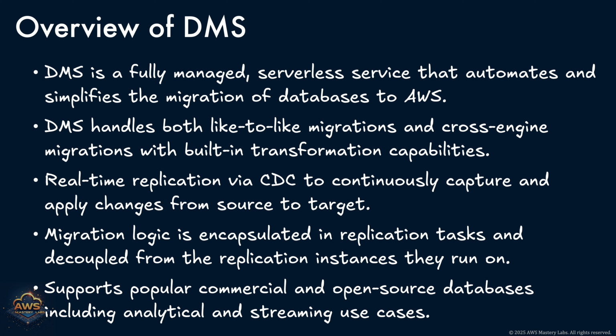DMS supports a broad set of source and target endpoints, including commercial and open source databases such as Oracle, SQL Server, MySQL, PostgreSQL, Amazon Aurora, and even NoSQL databases like MongoDB. You can also migrate data to analytical systems like Amazon Redshift or to Amazon S3 for use in data lakes and archival storage. This flexibility makes it an ideal tool not just for lift and shift migrations, but also for hybrid data architectures.